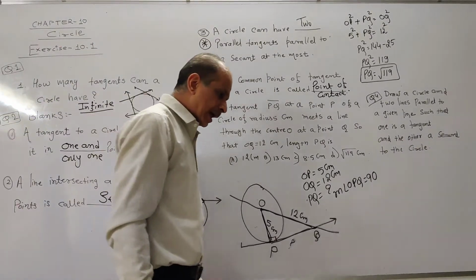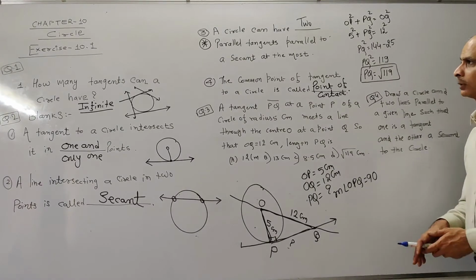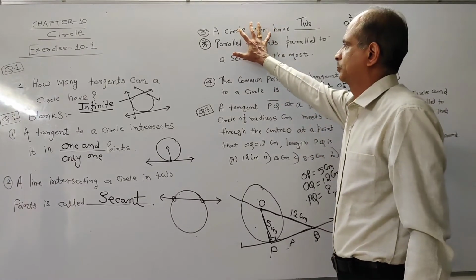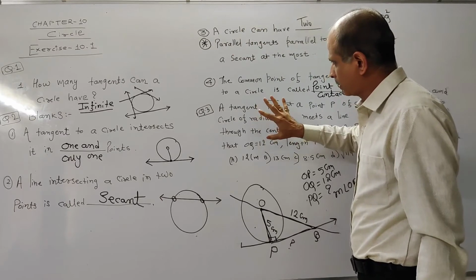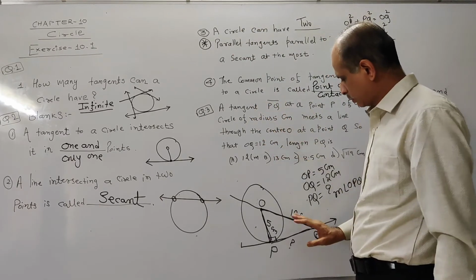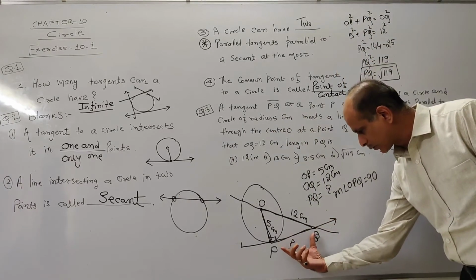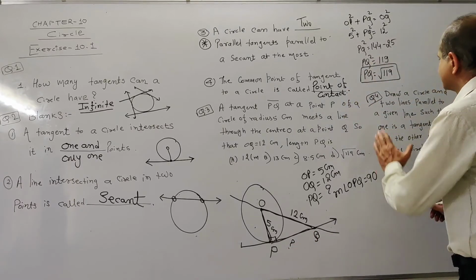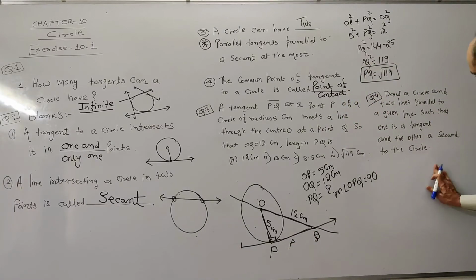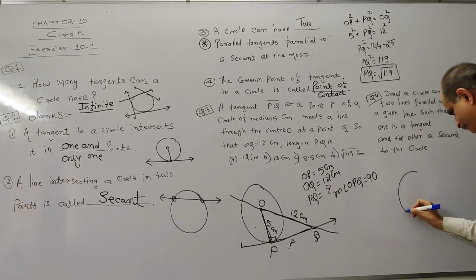Well, now the last example of exercise number 10.1. The example question number 3 is very important and complicated, also very important from the exam point of view: how to find out the length of a tangent. This PQ is also known as the length of a tangent. Well, now question number 4 of exercise number 10.1: draw a circle. So let me draw a circle.